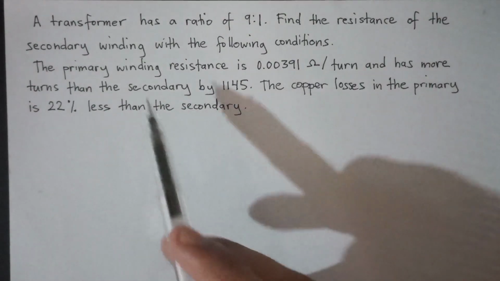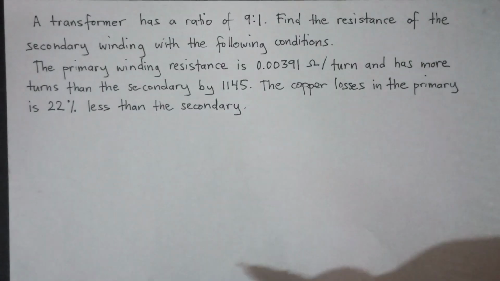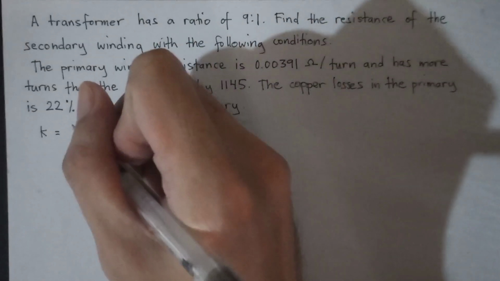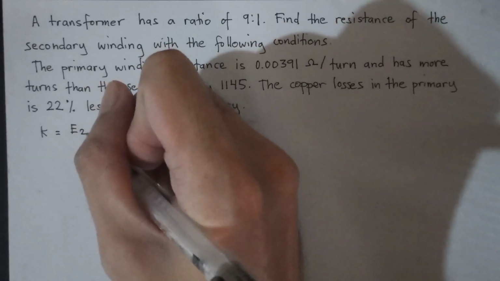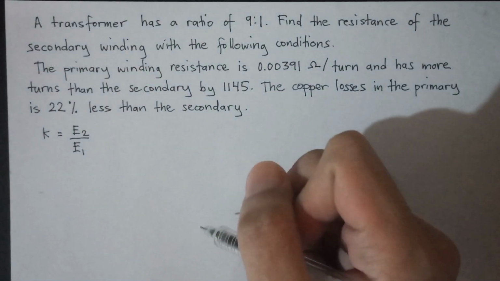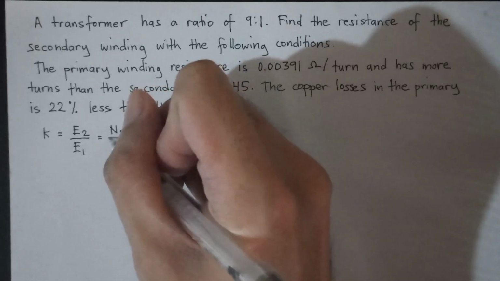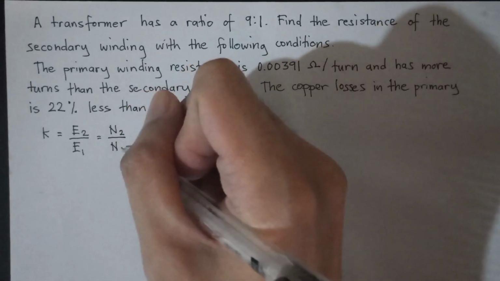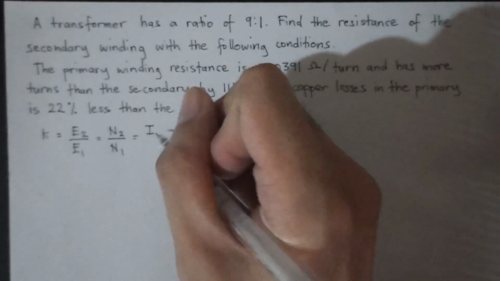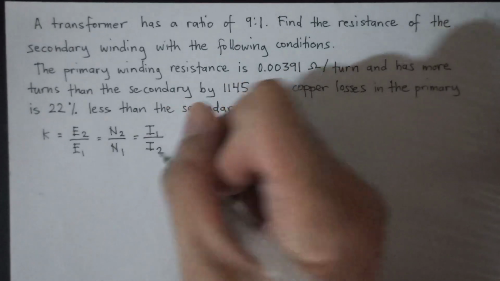So, solving problems involving transformers, remember the transformation ratio, let's say K, which is equal to the secondary voltage over the primary voltage, which is also equal to the turns in the secondary winding over the turns in the primary, which is also equal to the current in the primary over the current in the secondary winding.